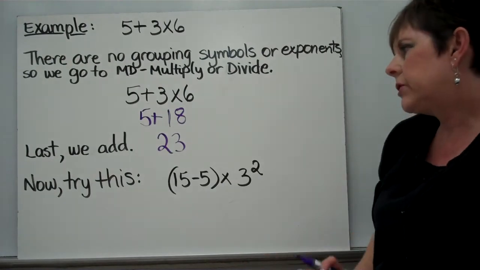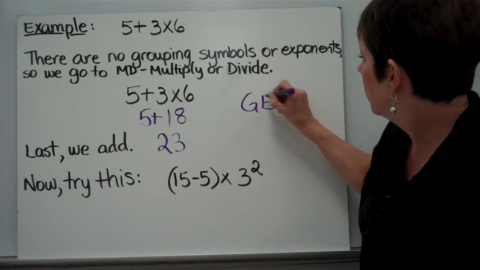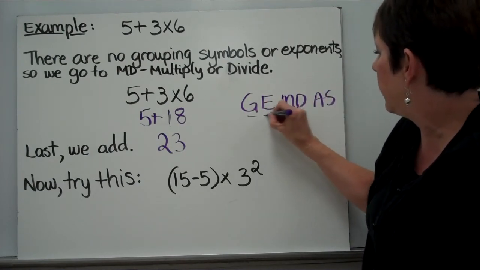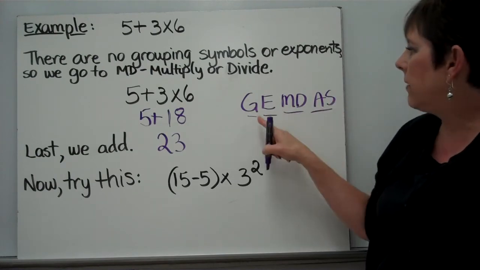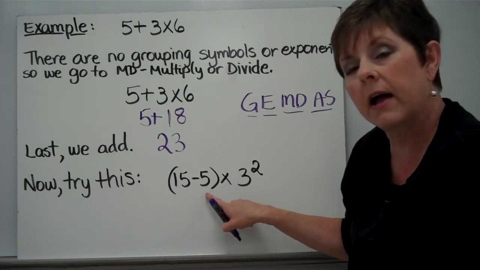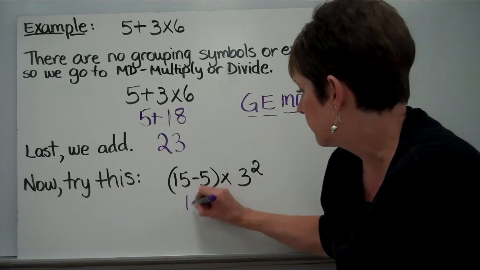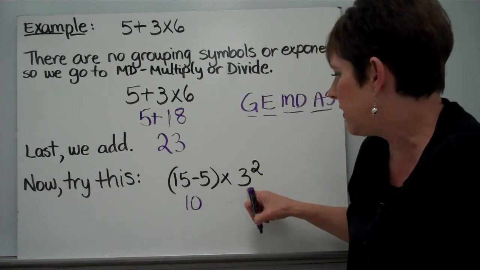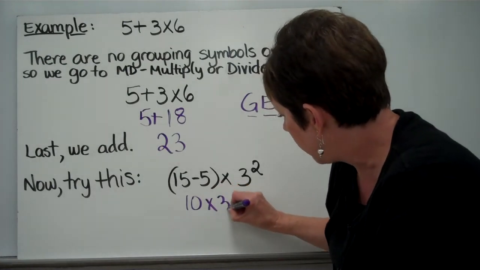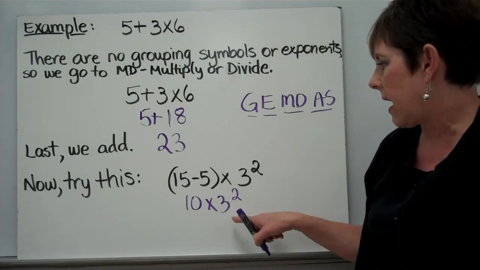All right? Let's try this one next. All right, let's put the GEMDAS acronym up here. All right, do we have any grouping symbols? Yes, we do. We have 15 minus 5 in parentheses. What is 15 minus 5? 10. Now, I haven't done these things next, so I'm going to write them on my next line so I don't forget to do them. What's the next thing that I do?